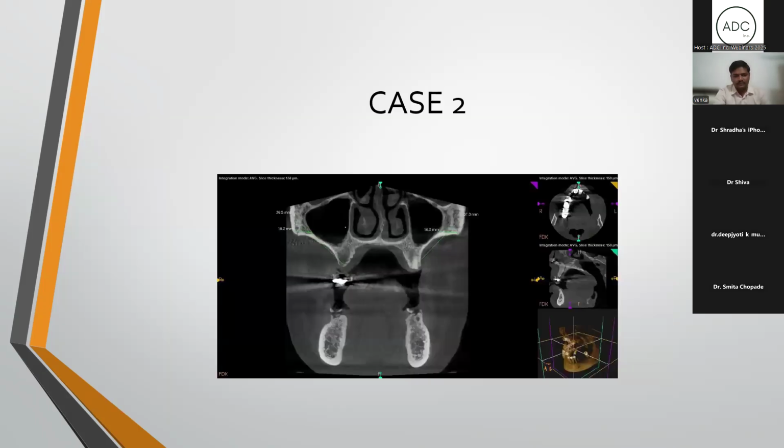So this is my case too. In this, I have gone with the zygomatic implant. Similarly, on the right side there is 10 to 11 mm of zygomatic bone thickness, and on the left side similarly 10 to 11. So this is the minimum optimum thickness of bone available to rehab.